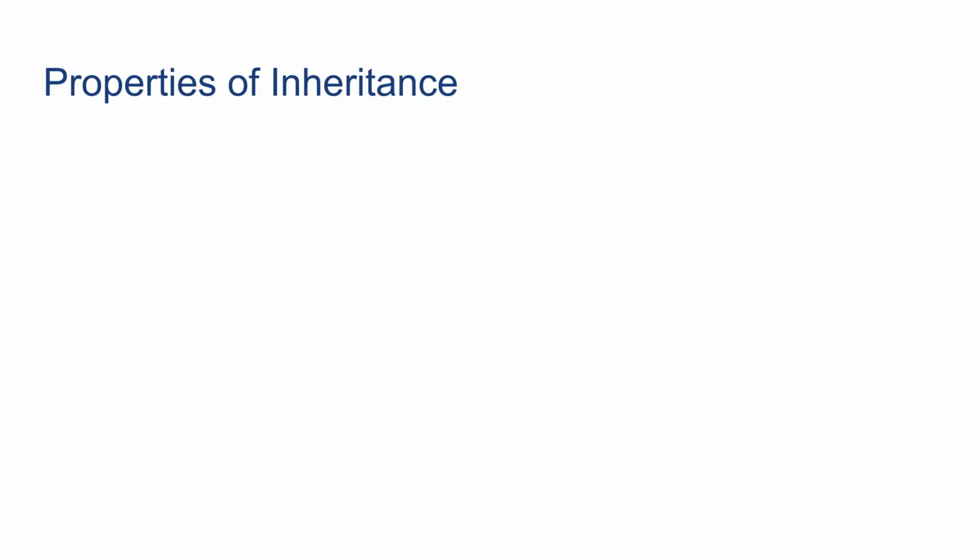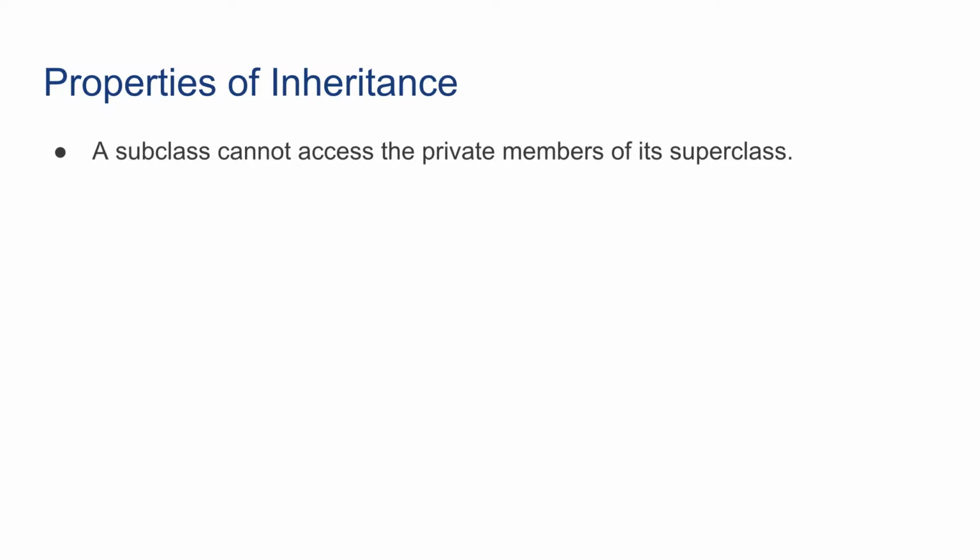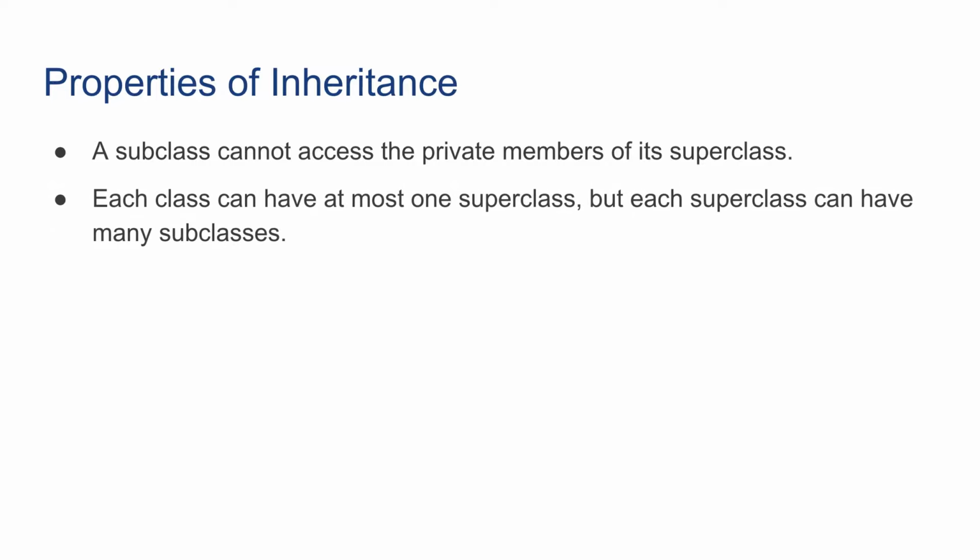Alright, so let's talk about some important properties of inheritance. First, a subclass cannot access the private members of a superclass. And second, each class can have at most one superclass, but each superclass can have many subclasses. So if we follow the parent-child analogy, we can say that one child can have at most one parent, but one parent can have many children.